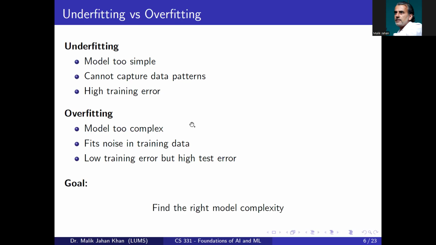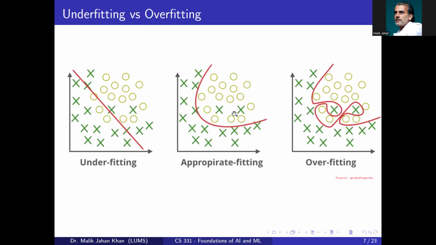So these are two extreme situations. And our task as a machine learning engineer would be to find the right model complexity. We have to avoid oversimplistic models, and at the same time, we have to avoid overcomplex models, because both of them have their own pros and cons. Let's try to have a look at that.